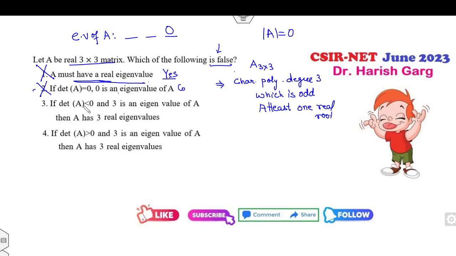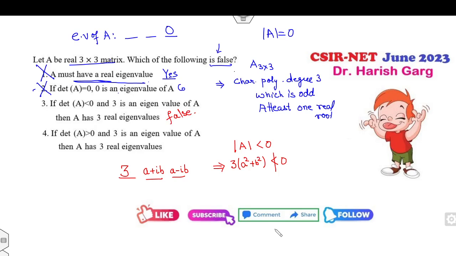If determinant of A is less than 0 and 3 is one of the eigenvalues, so you have three eigenvalues. One eigenvalue is 3, then does A have 3 real eigenvalues? What are the other eigenvalues? Assume the other eigenvalues are a plus ib, a minus ib. Then the determinant is less than 0. Can you find the determinant of this? 3 times (a square plus b square), which is less than 0, which is not possible. Whatever the values of a and b, it can never be less than 0. So that statement is my false statement.